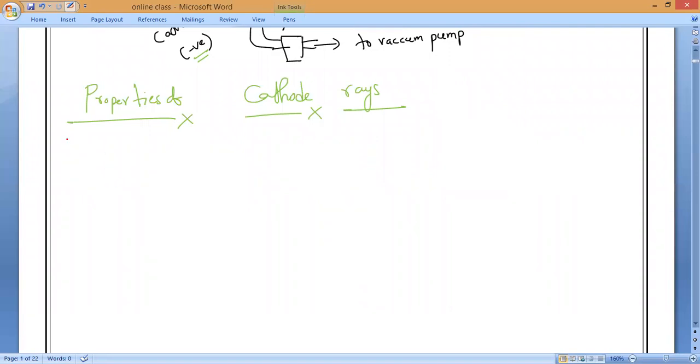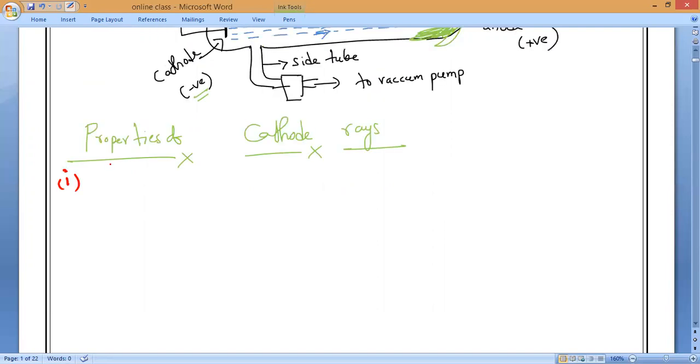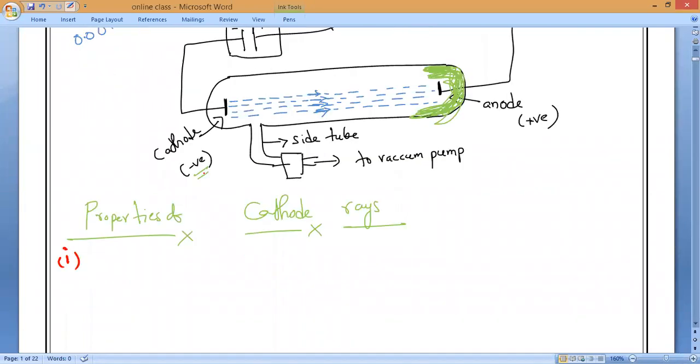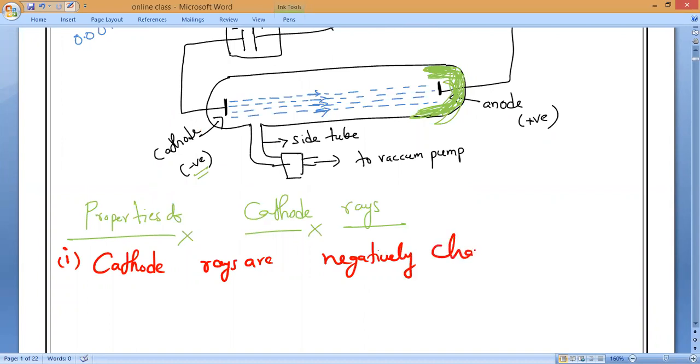First point. Where are they coming from? They are discharging from the cathode. Correct or not? So that is why we say cathode rays are negatively charged. That is the first property of cathode rays.